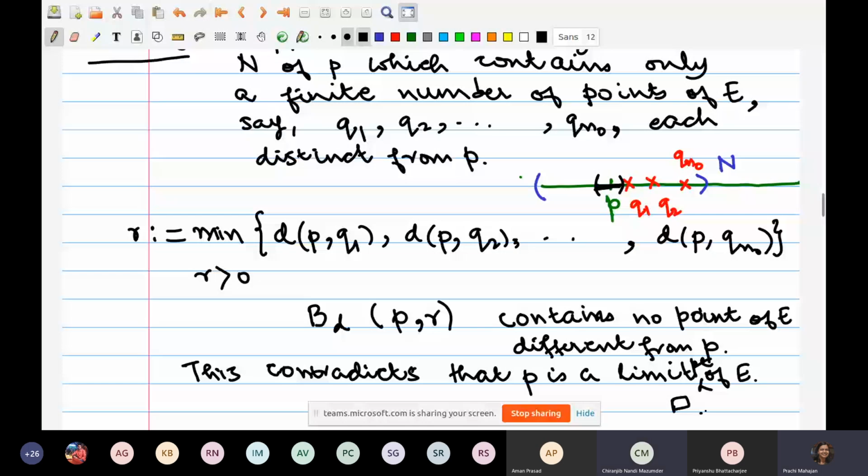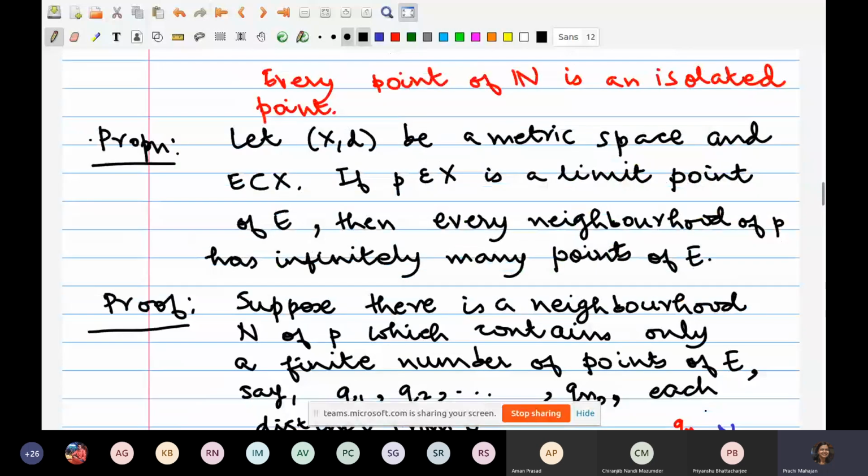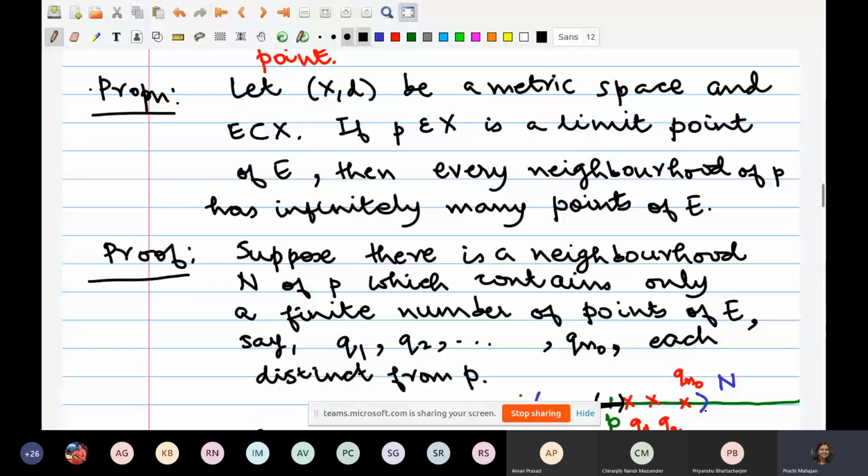Okay, so if this makes sense, the upshot, let's go back to the statement one more time. If P is a limit point of a set E subset of X, then every neighborhood of P in fact contains infinitely many points of E. All right. So if we have been able to follow this, then it's time to see another definition.